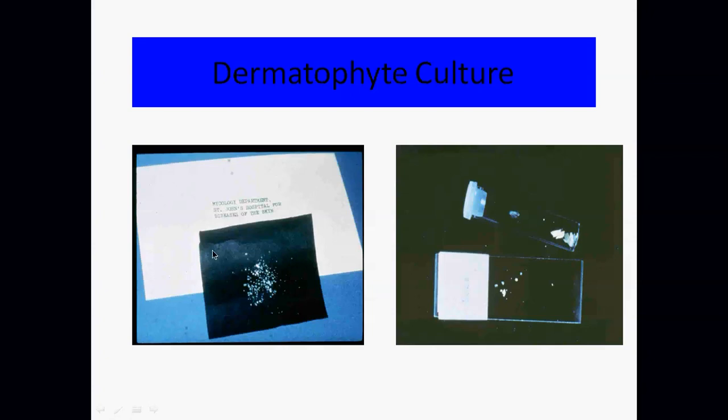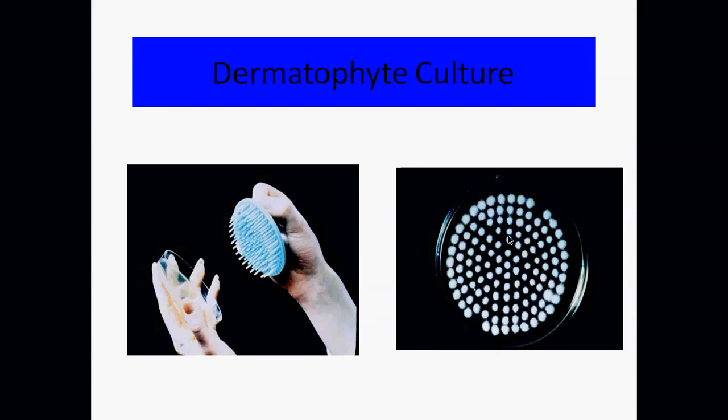So you can have a look at this. This is a black paper in which the scraping is collected. Now this is folded and put into a sterile container and sent to the laboratory, or this material is directly put into a sterile container and you can send it to the laboratory for further preparation.